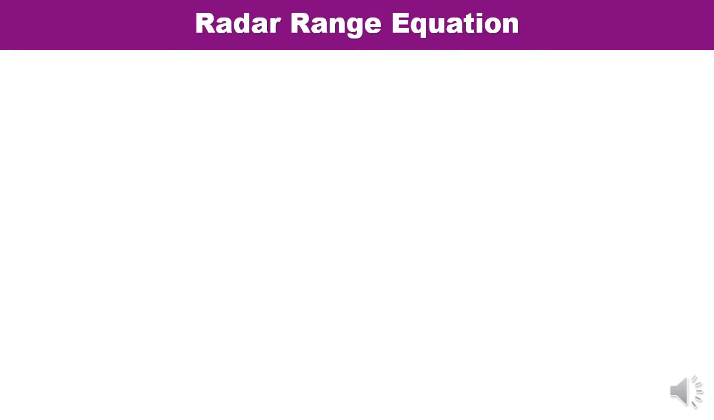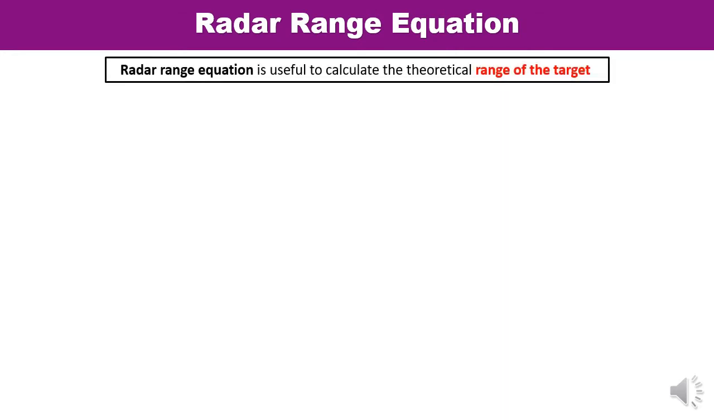Now let us derive the radar range equation. The radar range equation is useful to calculate the theoretical range of the target, meaning we have to calculate R. The performance of a radar system depends upon a number of factors, which also includes the curvature of Earth. So to understand the effect of various performance factors, a classical radar range equation is required, which we are going to derive here.